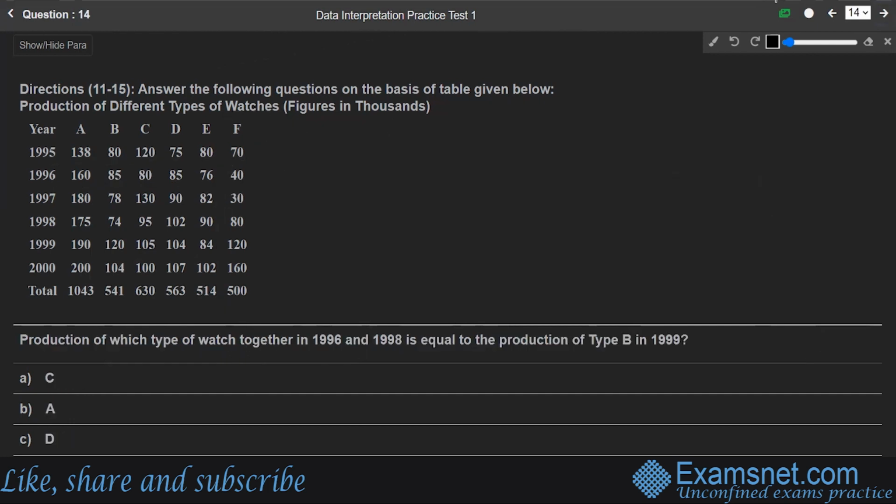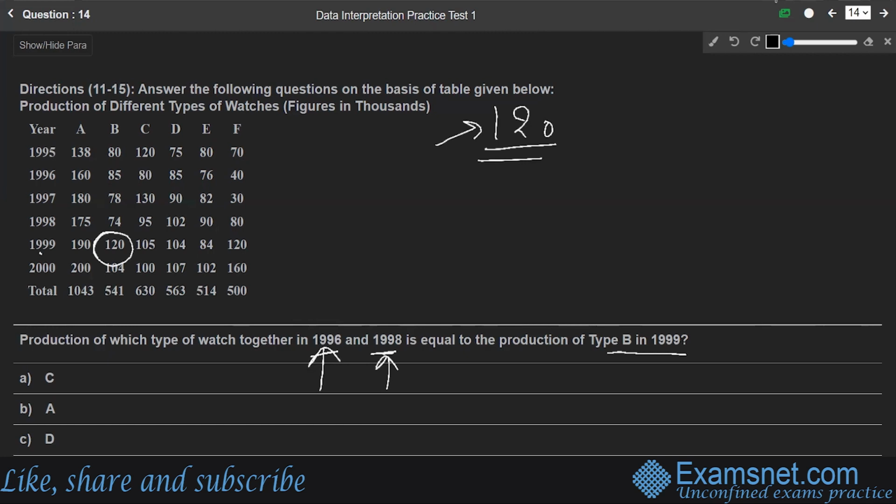Now, in the next question, the same data is presented. Production of which type of watch together in 1996 and 1998 is equal to the production of type B in 1999? Let us see the production of type B in 1999 first. This is the 1999 data. Production of type B in 1999 is 120. So we have to match 120 with the sum of which type of watch in 1996 and 1998. That's what we have to check for.